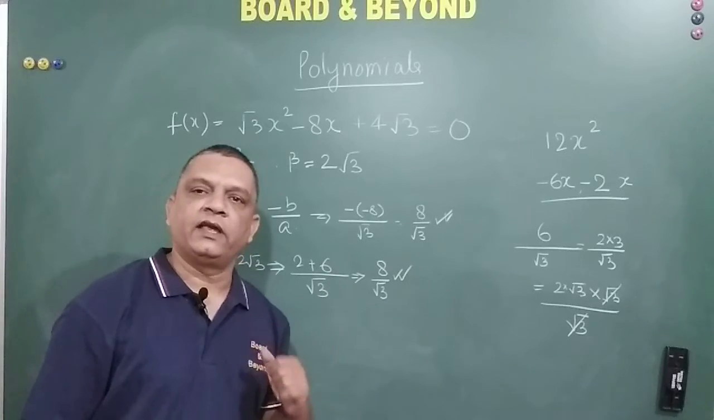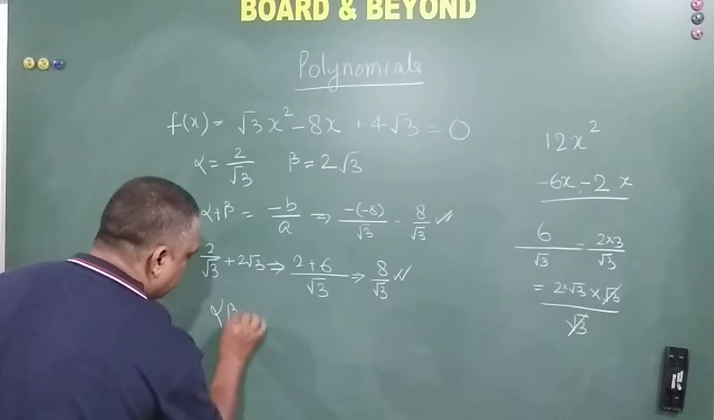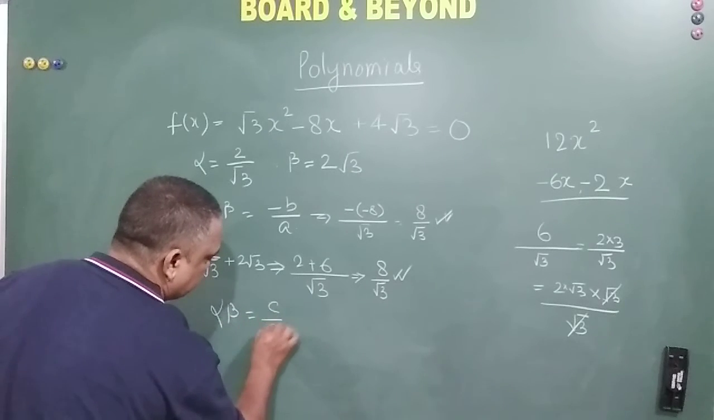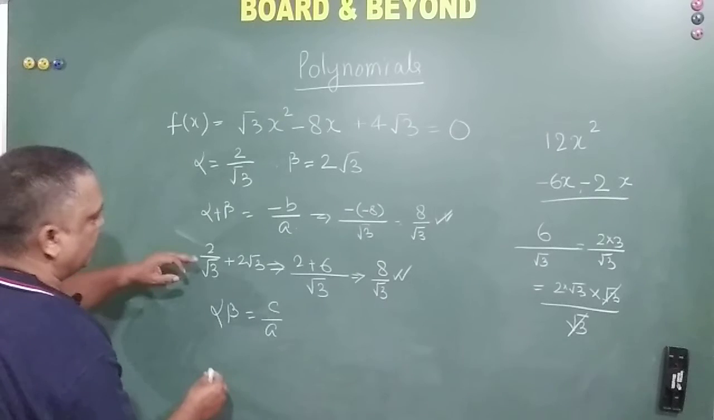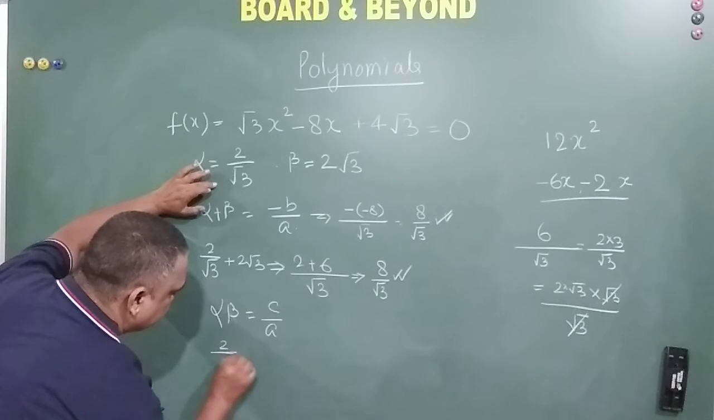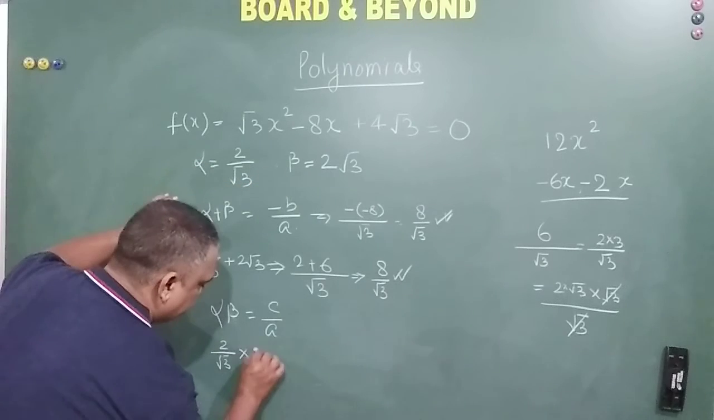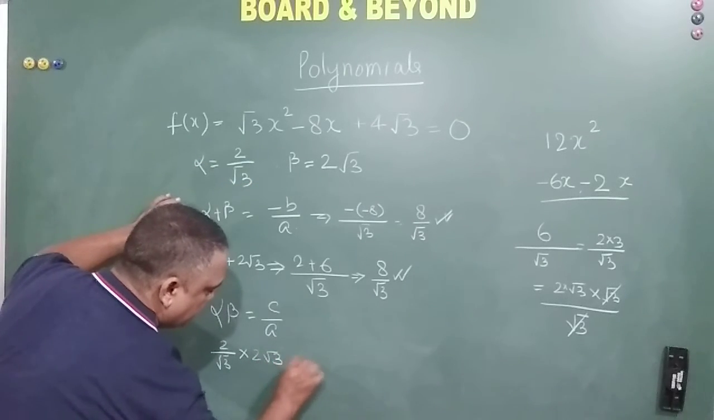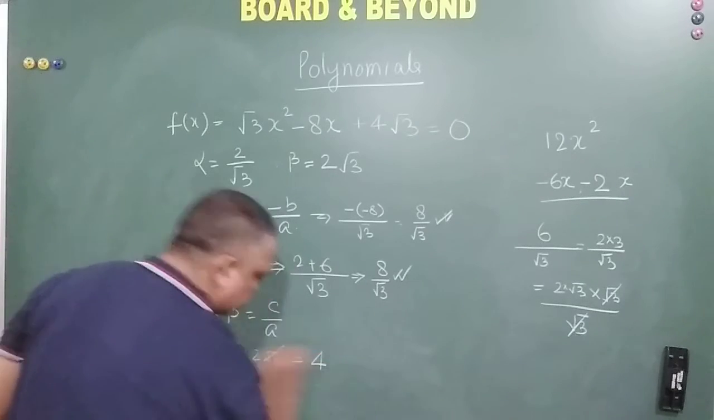Now let us verify the product of the roots. Product of the roots, alpha into beta, is equal to c by a. Right? So let's take alpha into beta. Alpha is how much? 2 by root 3, into beta, which is 2 root 3. Root 3 cancels here. This leaves me with 4.